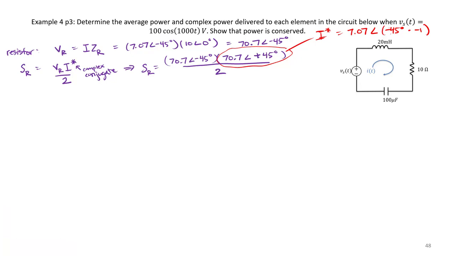So if I perform that calculation, I determine that the complex power of my resistor is, oops, and I wrote the current wrong. Notice the current here is 7.07 because our current is still 7.07 amperes. So if I multiply the 70.7 volts times the 7.07 amperes, I'm going to get 500 for my magnitude. Negative 45, positive 45 give me 0 degrees divided by 2. So I determine my complex power across my resistor is 250 angle 0 degrees, or 250 plus J0 volt amperes.